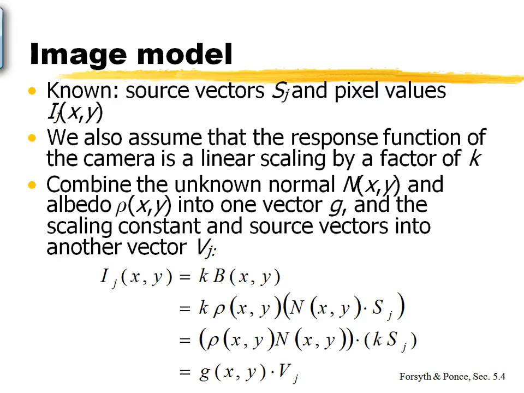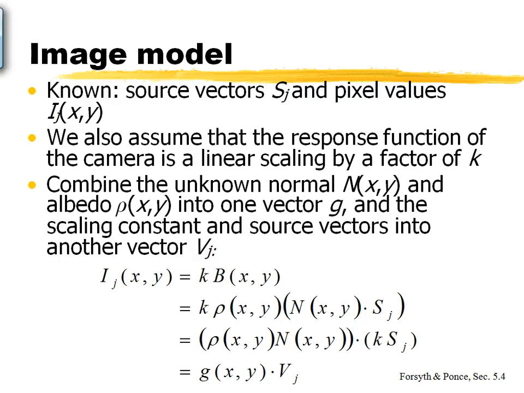So I'm going to combine the unknown normals, which is n of x, y, right? So for the underlying surface, the surface is constant. The surface doesn't change. So the normal across all my x, y's is the same, right? Independent of the number of images I capture. So it's just n of x, y. And the albedo is the same, right? So the rho of x, y. I'm going to combine those constants into one value, right? So into one vector. Just call it g. And then, of course, the scaling vectors and the source vectors also we can combine into another vector. We call it v sub j, which is now a vector dependent on the image.